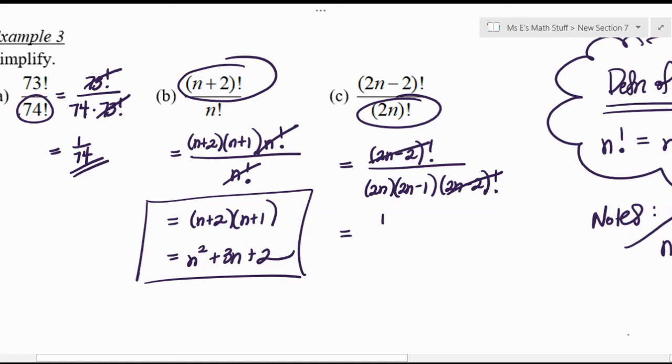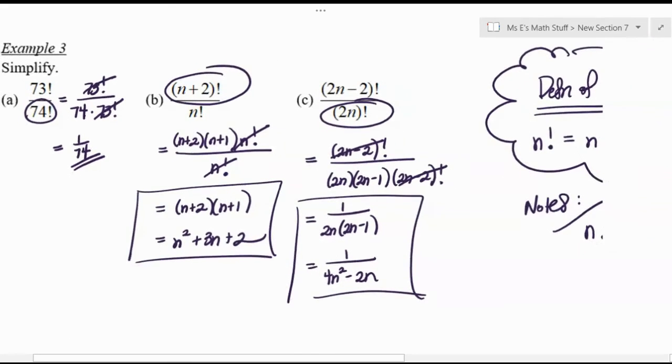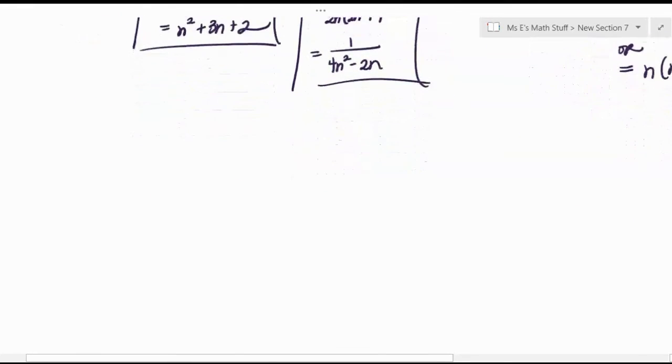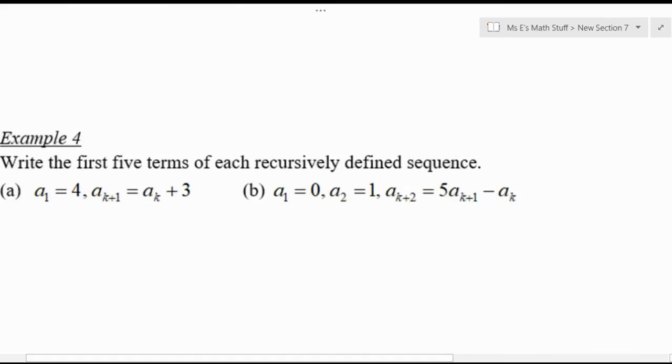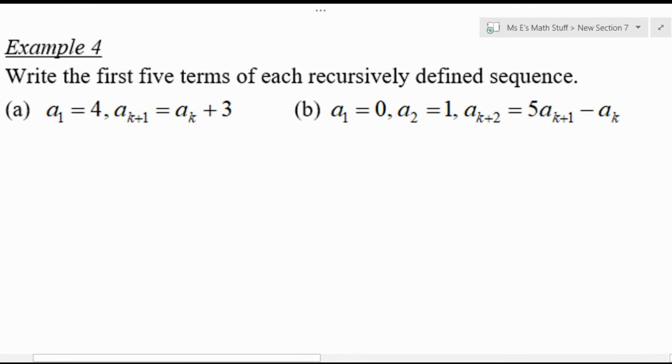So your final answer could be 1 over 2n times 2n minus 1, or you could be fancy and distribute the 2n in, so 4n squared minus 2n. Either of the last two would be considered correct. Oh man, I hope this is making sense, my friends. If not, ask me for help with factorial. It's going to be an important part in bigger problems later.